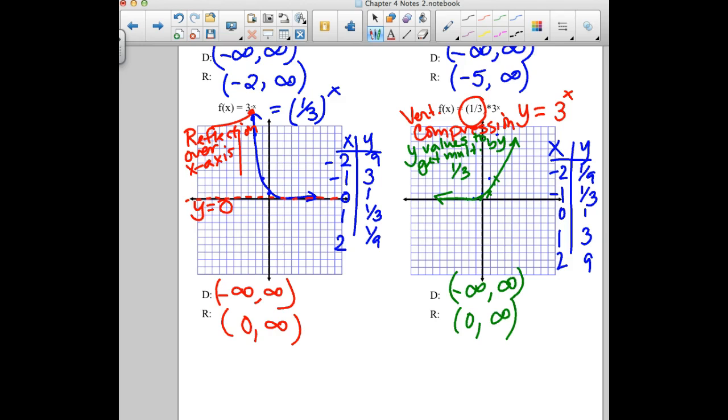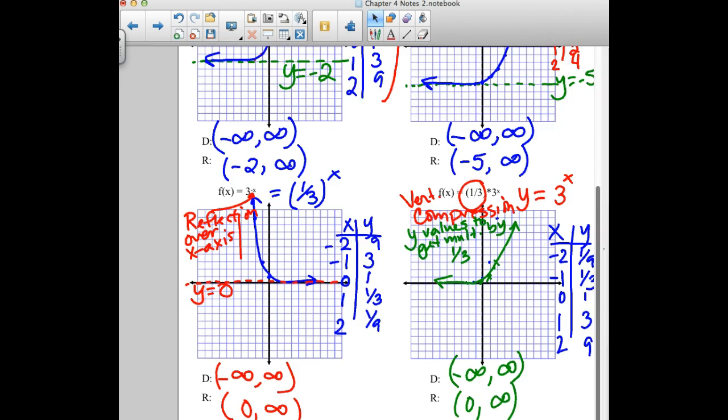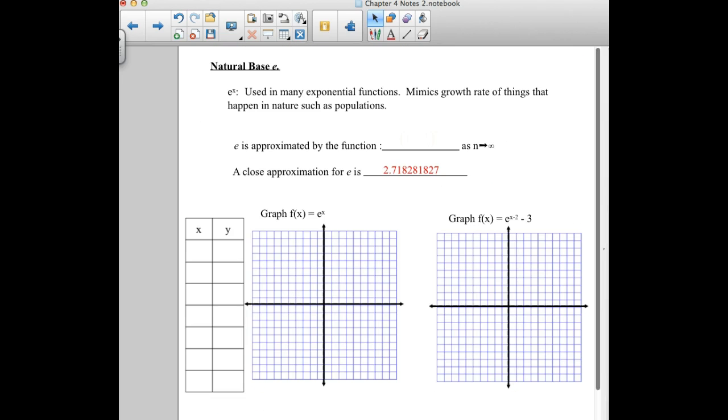All right, the last two that we're going to look at have a different base. We've used bases like 3s and 2s, pretty common bases for exponential graphs. Our last couple here involve a base of e. E to the x, our e is called our natural base. And e to the x is used in many exponential functions, especially when we talk about growth in nature, such as population growth, both for humans and animals.